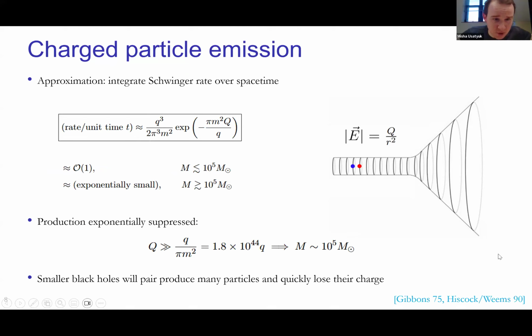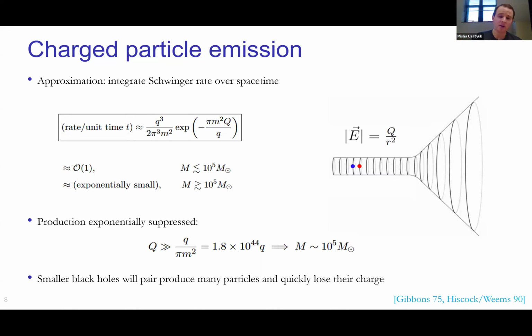Okay, so let's try to actually integrate the formula on the previous page over all of spacetime as a first approximation. When we do that, we get this rate per unit asymptotic time at infinity in the box. The most important part about this rate is this exponential factor. So we'd like to know when this rate is very large, when the black hole is producing lots of particles, and when it's very small. And for that, we have to look at the exponent, which is set by the mass of the lightest charged particle and the charge of that corresponding particle.